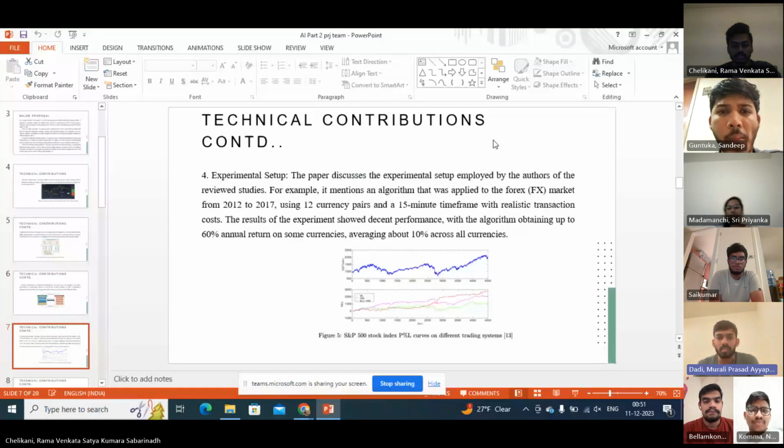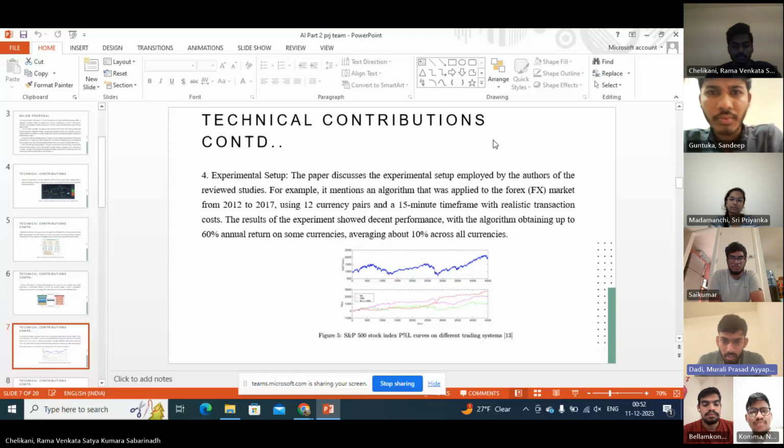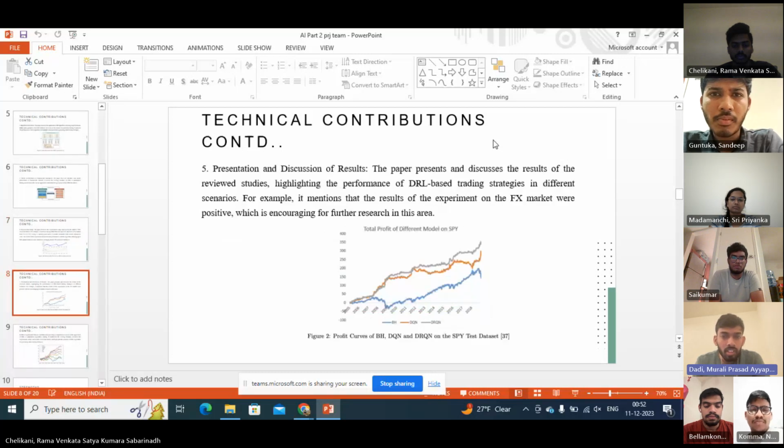We have one more technical contribution, that is the experimental setup, and we're going to discuss the setup employed by the authors of the reviewed studies. For example, if an algorithm was applied to the forex market, this is a brief example of an experimental setup between 2012 and 2017, using 12 currency pairs, a 15-minute time frame, and realistic transaction costs. The results of this experiment showed decent performance, with an algorithm obtaining a 60% annual return with some currencies. As you can see in the figure, the average is 10% growth across all the currencies. Go to the next slide.